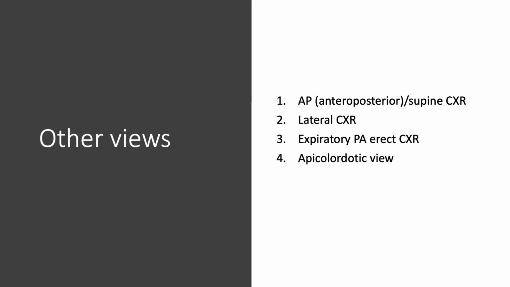when more detail on the anatomic locations of lesions is needed. Expiratory PA erect chest X-rays are done rarely and are used to detect a suspected pneumothorax or a suspected bronchial obstruction with air trapping. And finally, an apicolordotic view focuses on the apices of the lungs to better visualize densities in that area, often seen in pulmonary tuberculosis.